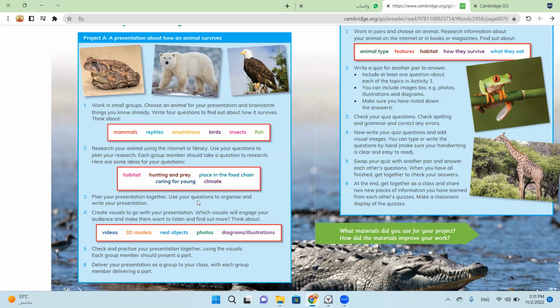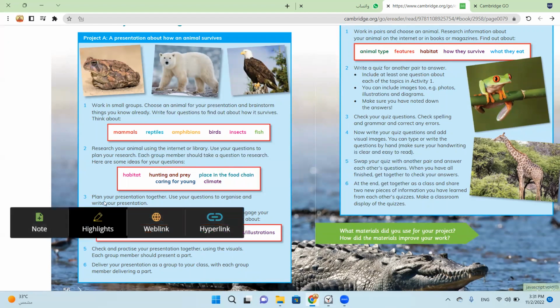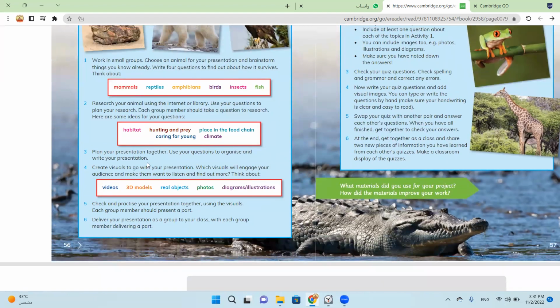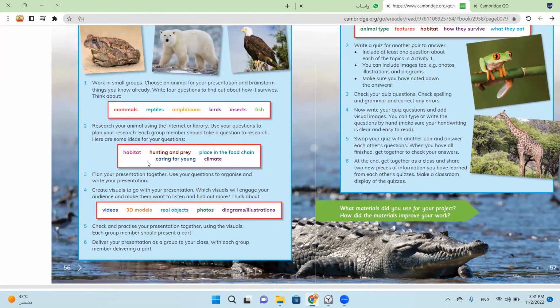Plan your presentation together, use your questions to organize and write your presentation. So after doing that, you can work together with someone, a partner or a friend, to use the questions to organize and write the presentation on paper. You can write it using your computer. Number 4, create visuals. So you need pictures along with your presentation. And the visuals have to engage with your audience and make them want to listen and find out more.